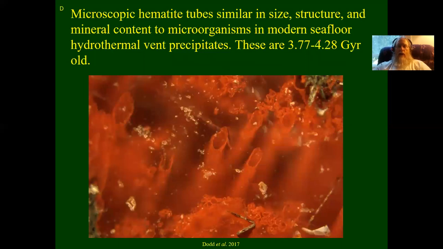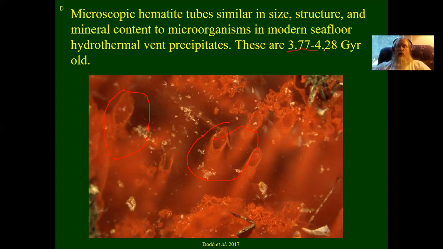And in this microscopic picture with false color, these tube structures you see here are largely made of the mineral hematite, but based on the details of their structures and size and mineral content, they look an awful lot like ones that are produced by modern microorganisms in seafloor hydrothermal vents and in younger fossil microorganisms.